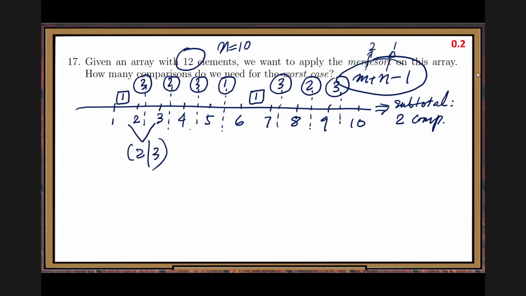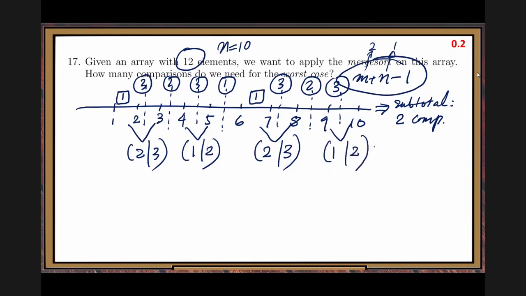Okay, all right. So merge these 2 adjacent subarrays. The total size 2, 2 minus 1, so 1 bar 2. Merge these 2 adjacent, so 2 bar 3. Merge these 2 adjacent, 1 bar 2. Subtotal, only count the number of comparisons. Subtotal, 2, 1, 2, 1. 6 comparisons.